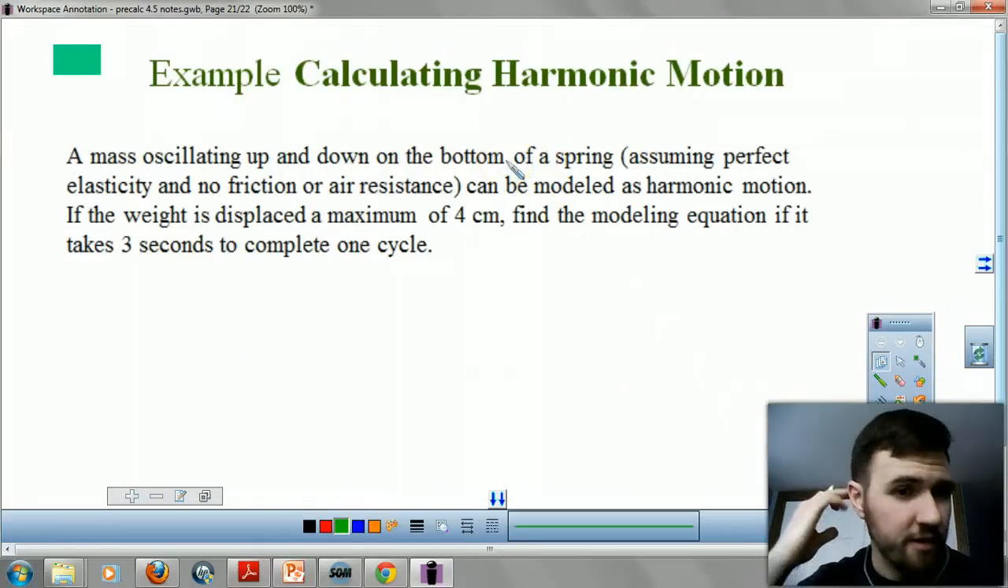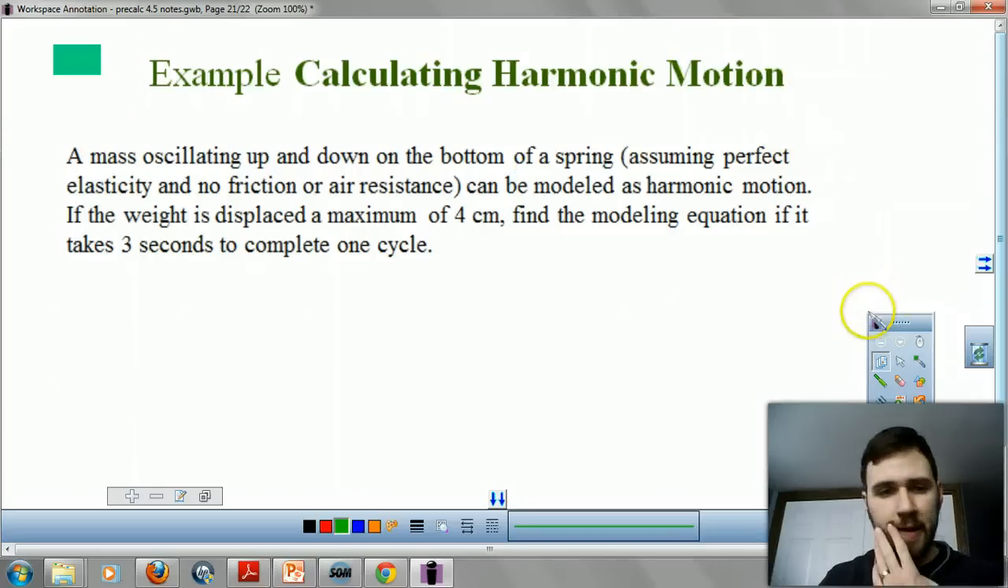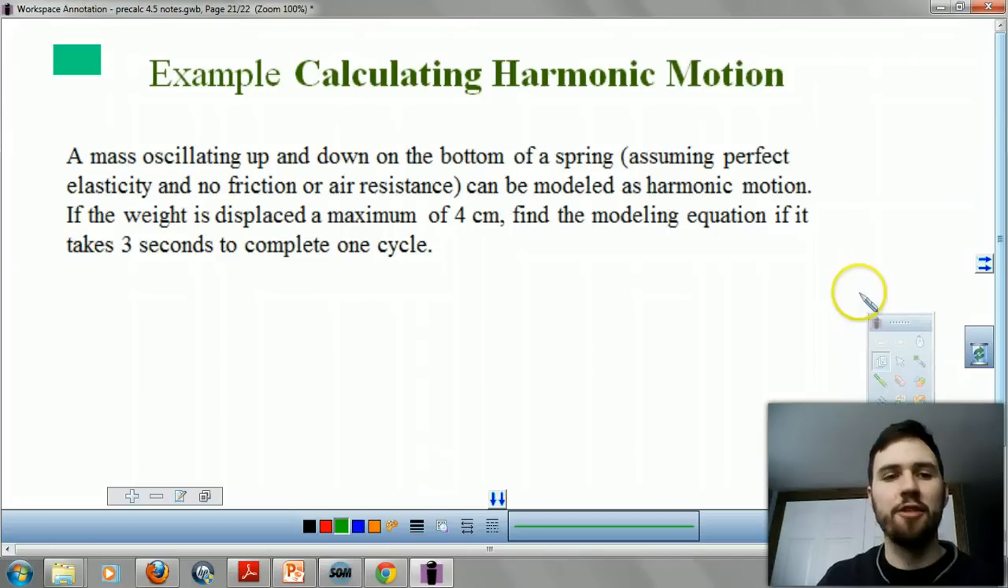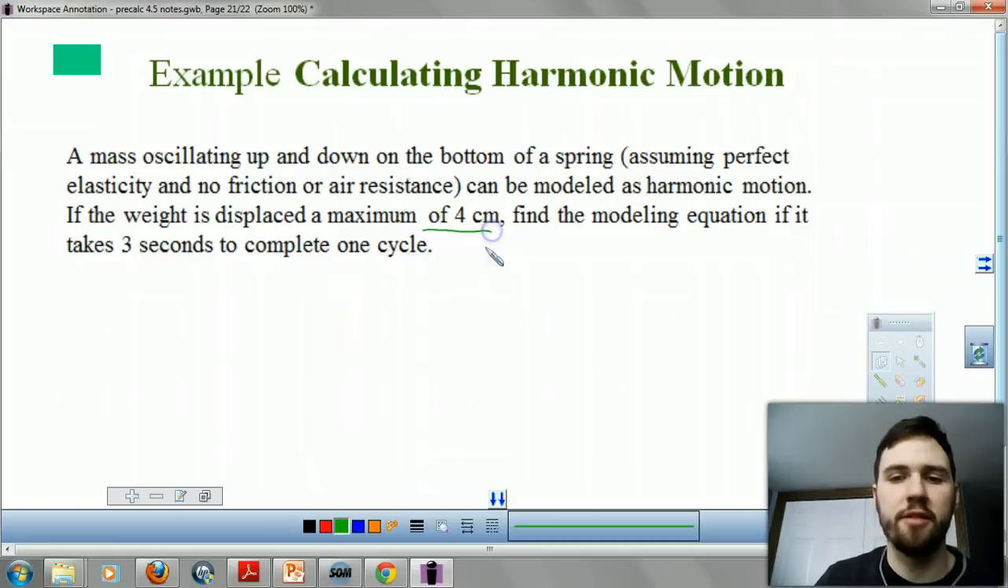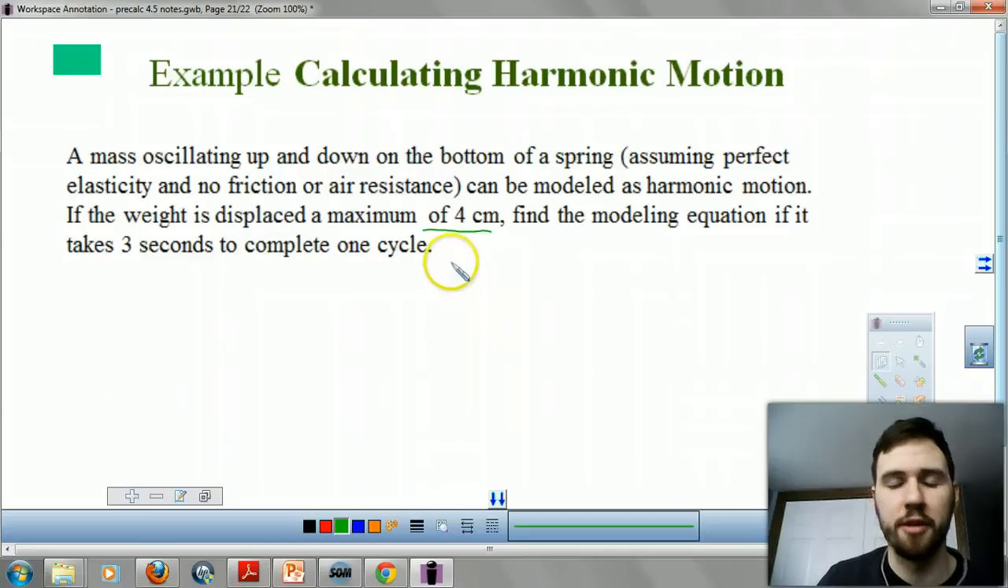Let's do it. Let's suppose we have something on a spring. It's going boing, boing, boing, and there's no elasticity, no friction, or air resistance. It's going to be displaced by a maximum of 4 centimeters. Find the modeling equation if it takes 3 seconds to complete one cycle.